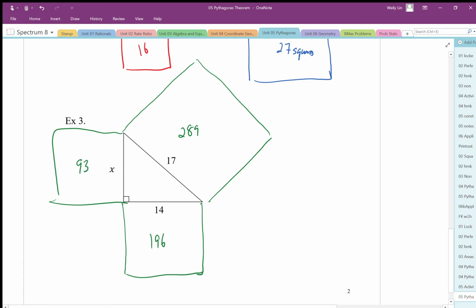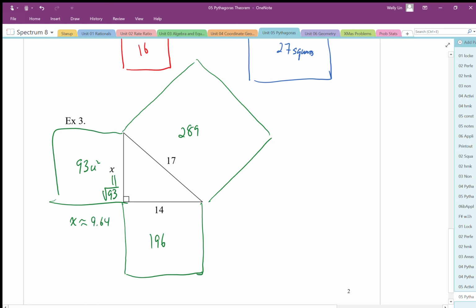Okay, if this is 93 units squared, then the x length is going to be the square root of 93. So going from area to side length, I square root. Okay, so then my area to side length, square root of 93, is about 9.64. Okay, so x is approximately equal to 9.64. Yeah, that seems about right.